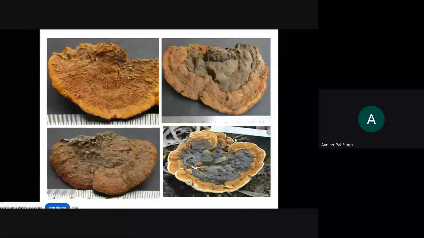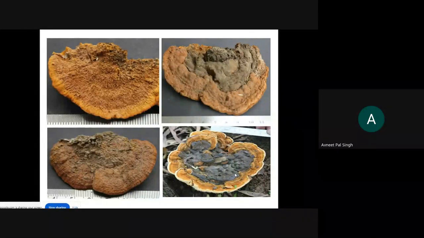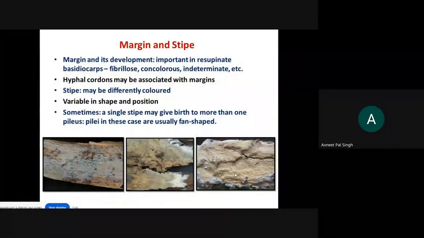You can see dull fructifications. You can see some sort of shining fructifications. These characters are to be noticed very carefully. Margins are also to be observed carefully. In case of corticoid fungi, sometimes you cannot distinguish the margins. We use the term that margins are indeterminate. Sometimes very fine fiber-like structures are produced. We call them fibrillose margins. Sometimes margins are almost of the same color. We call them concolorous, or they are a little bit light in color. So we have to look at the color of the margin also.